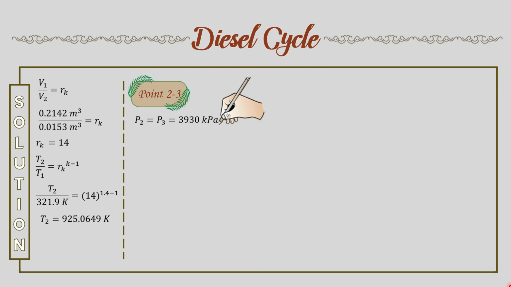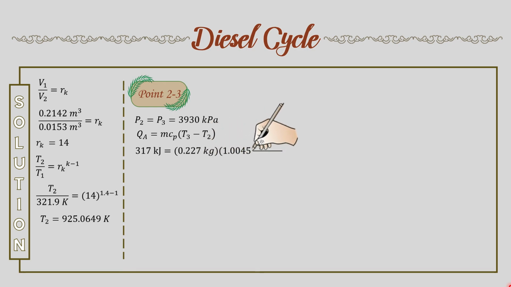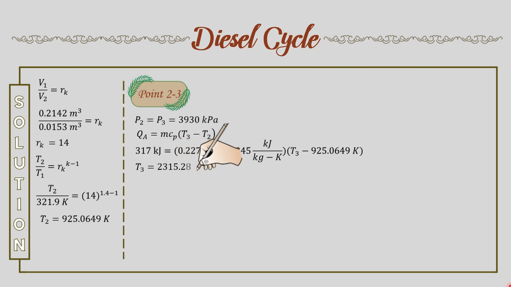So let's go ahead and solve for T3. QA is equal to mass times Cp times the quantity of T3 minus T2. 317 kilojoule is equal to 0.227 kilogram times 1.0045 kilojoule per kilogram Kelvin times the quantity of T3 minus 925.0649 Kelvin. And the answer would be T3 is equal to 2315.2847 Kelvin.